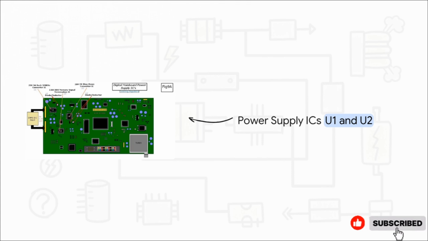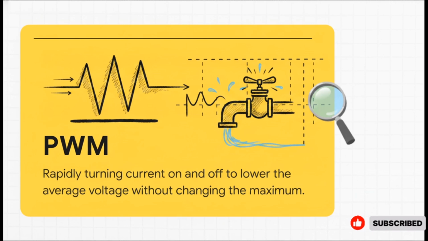These tiny little 8-pin chips take the high incoming voltage from the power supply and they buck it. That basically means they aggressively step it down to a much lower, usable supply for the rest of the board. But how do they do this without just burning up all that extra energy as massive amounts of heat? Well, they use a brilliant technique called pulse width modulation, or PWM.